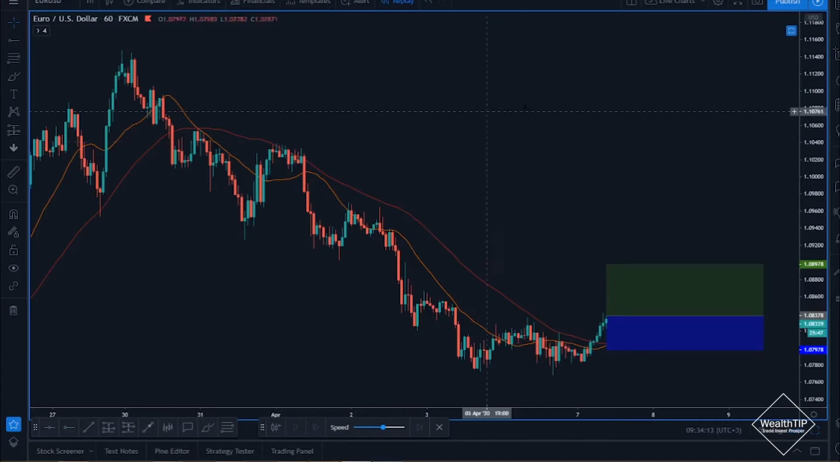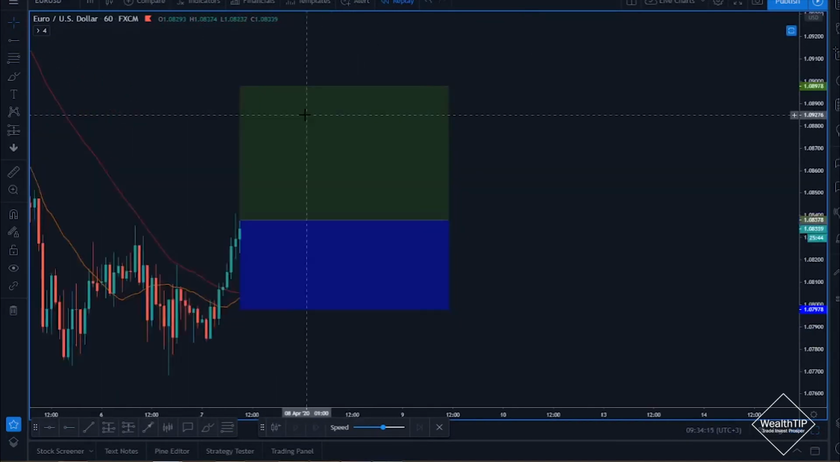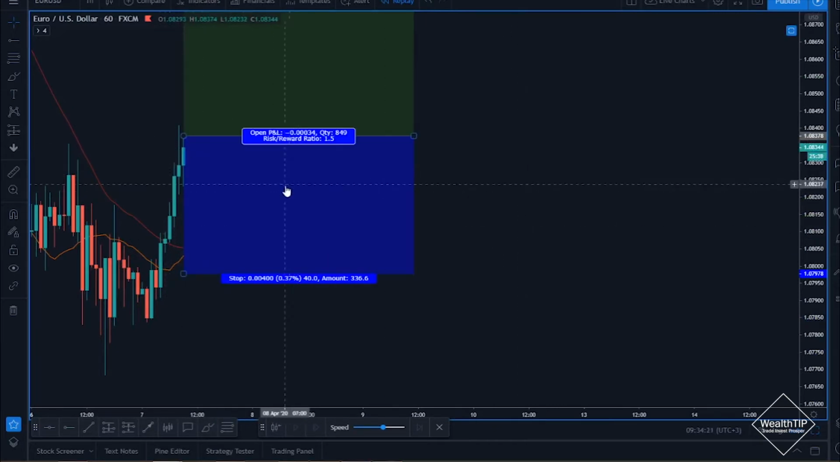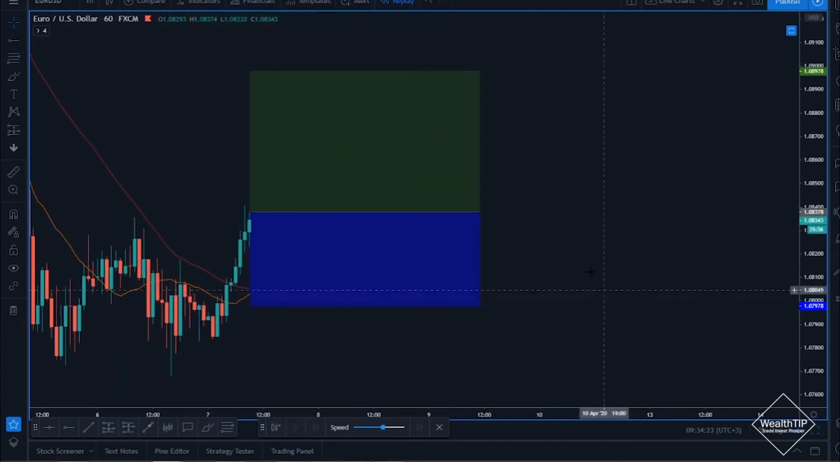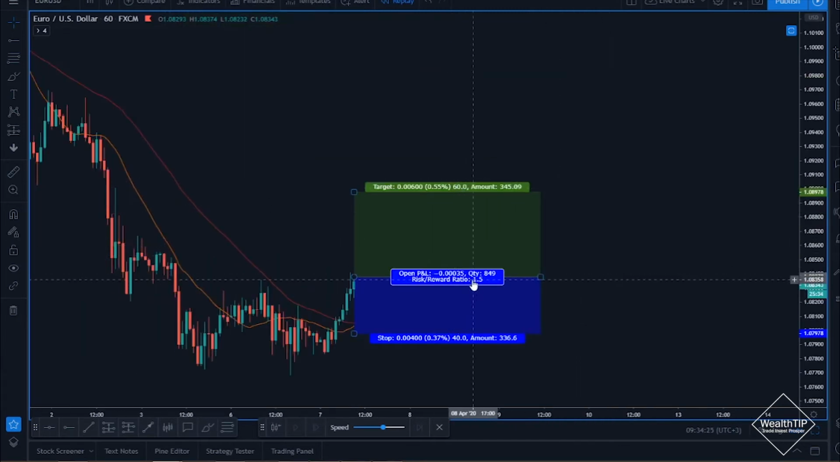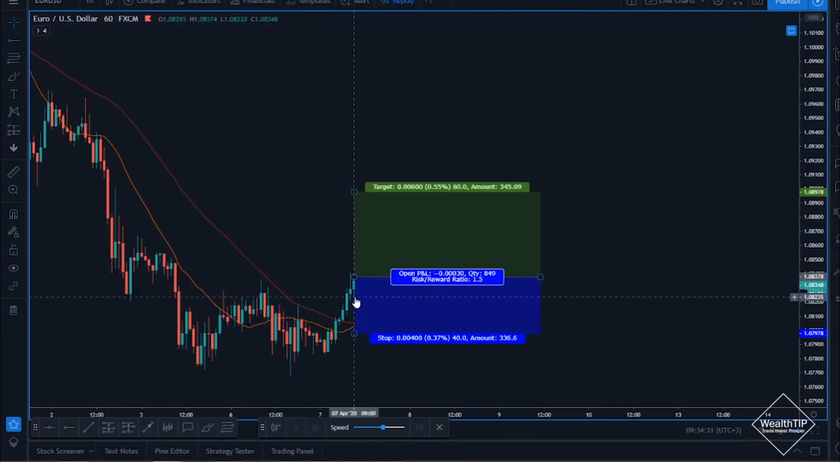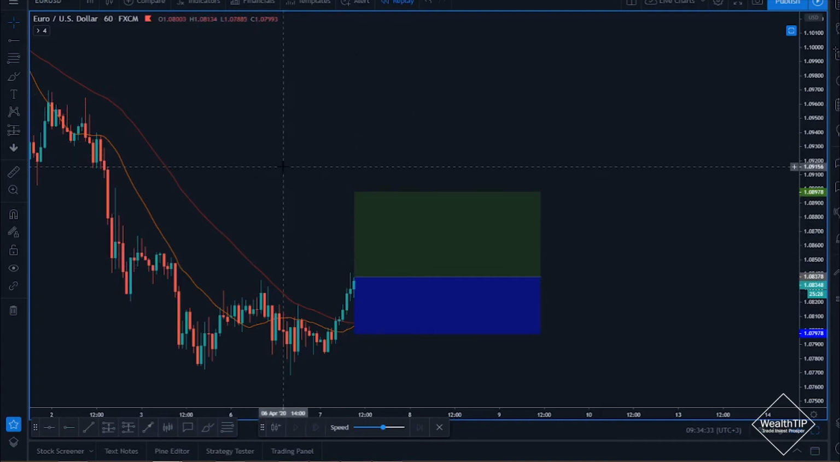Hey guys, just back and just having a look at the euro dollar. As you can see, we're hovering quite close to our entry price, so we're currently running in a bit of the red. I'm looking at a 40 pip stop, and the first target is 60 pips, which will render me a 1.5% return. Not too bad, considering the factors that support us taking this trade.